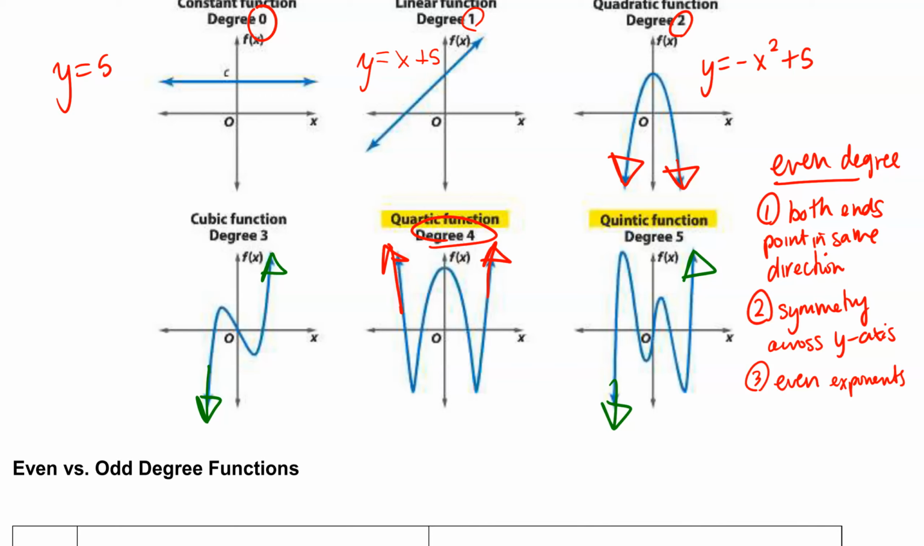So odd degree. Have you guys learned this before? Hopefully it makes a little more sense. We're going to have more practice with it. So odd degree: one end goes up, the other goes down.